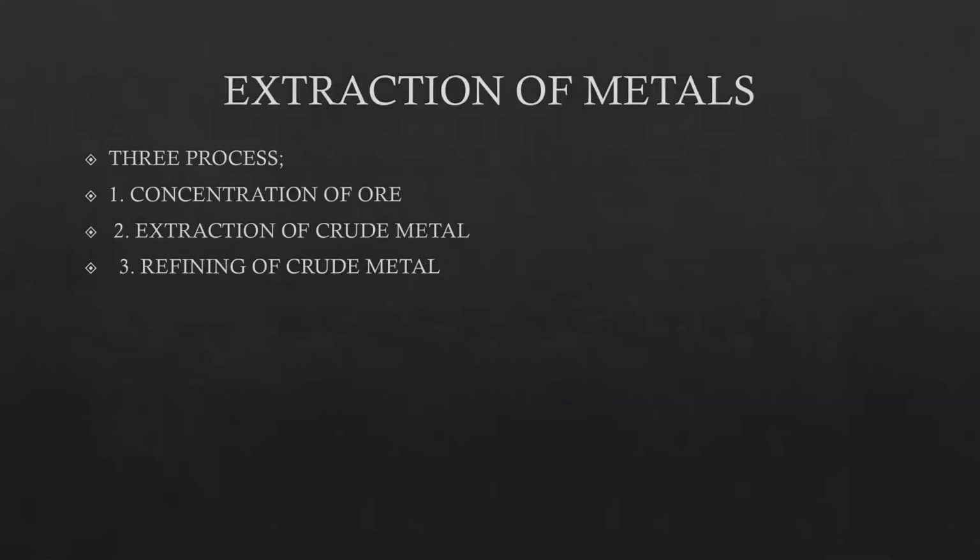So next one is the extraction of the metal. Extraction means separating the metals from the ore. Only then we call it extraction of the metals. The three main processes are there. First one is concentration of ore. Second one is extraction of crude metal. Third one is the refining of crude metal.